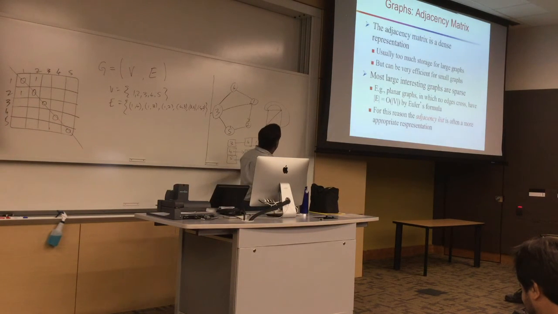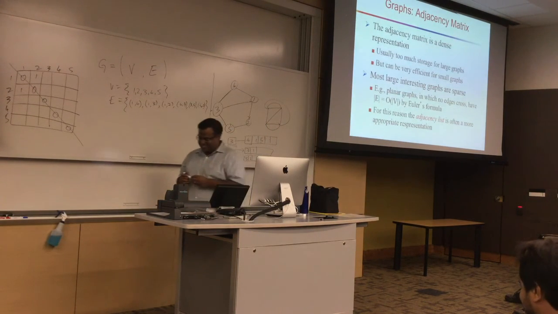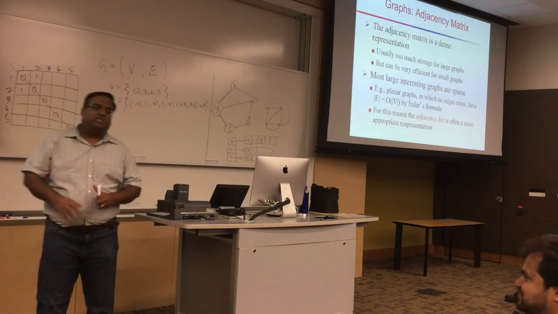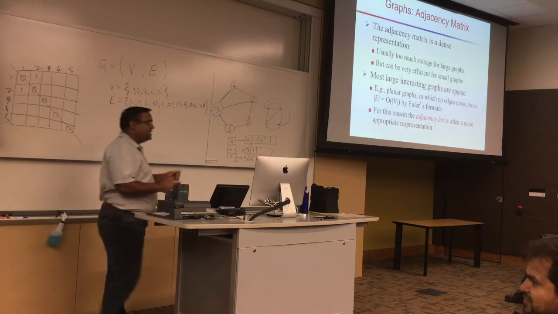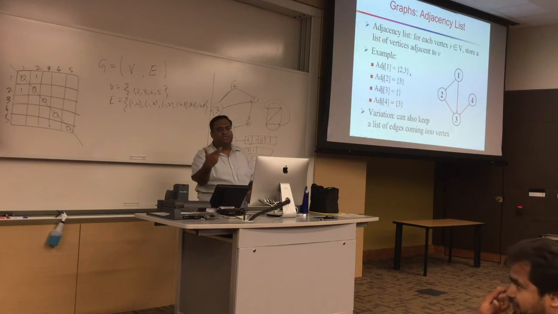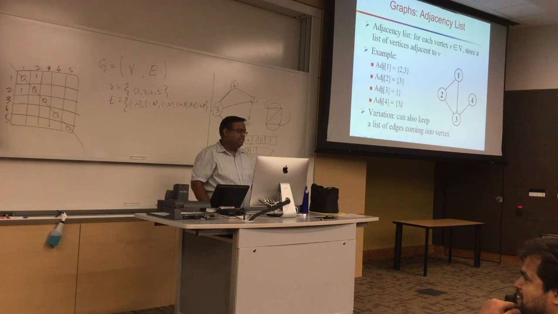Are the edges crossing in here? Anyway, don't worry about it. But the point is that the interesting graphs are sparse, and so adjacency matrix may not be the best representation. What's an adjacency list? Like mentioned, every vertex will have a corresponding list of the vertices that it is adjacent to. And so for this graph, this is the adjacency list. Now this is a directed graph, and that's why you see it like this.